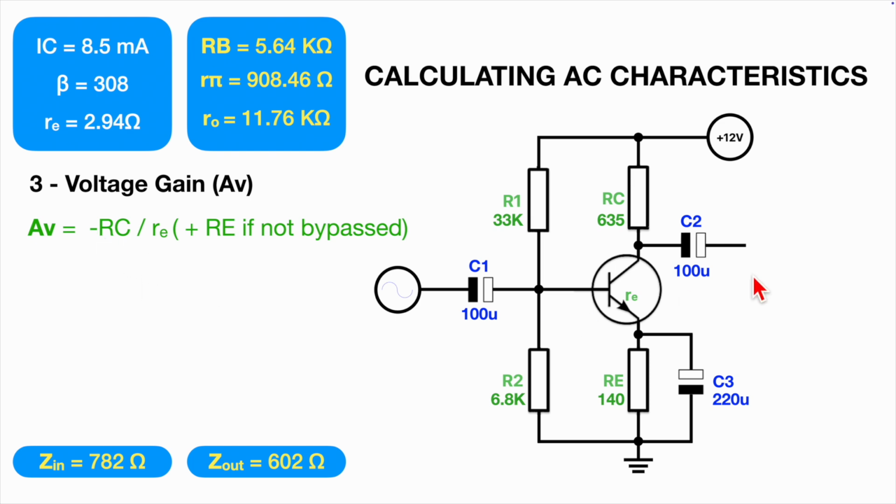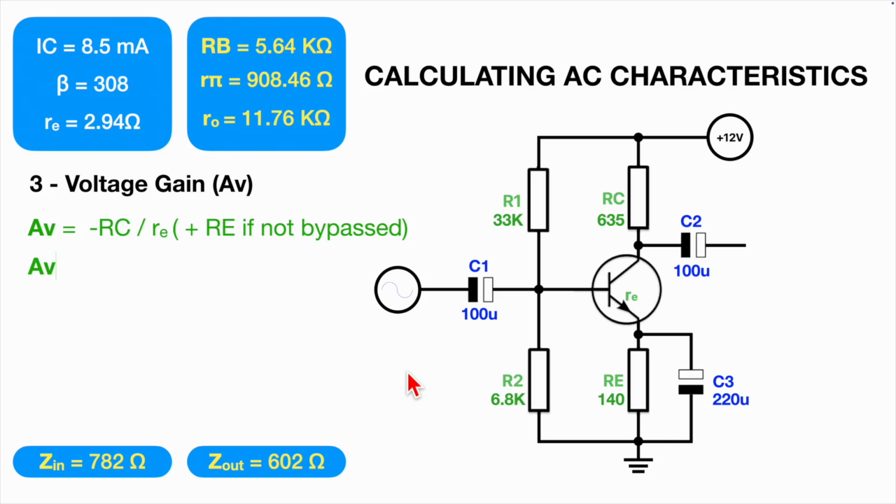Why is it minus? Well, simply because we're measuring here at the collector. And as you will recall, hopefully, the signal at the collector is 180 degrees out of phase with the signal at the base. So it's inverted, basically. And as you'll see when we look at the next stage, the common collector, we don't have that issue because the signal at the emitter is in phase with the base. But here it's inverted, which is all that minus tells us.